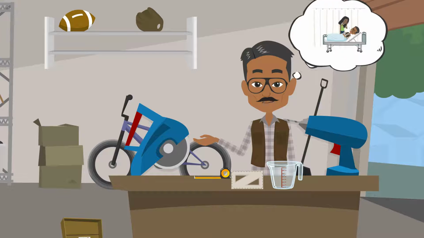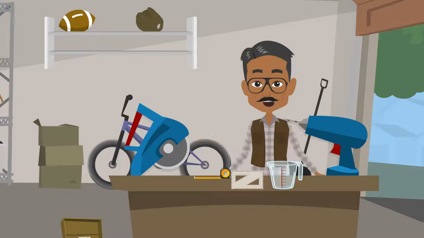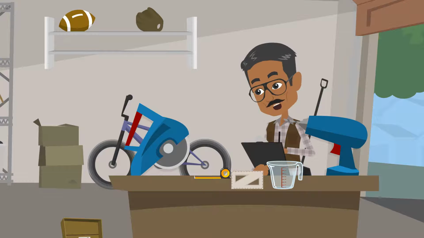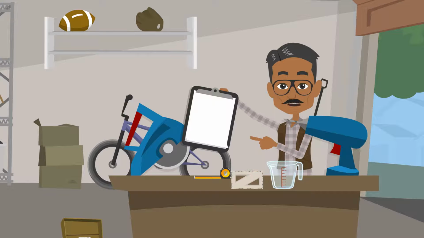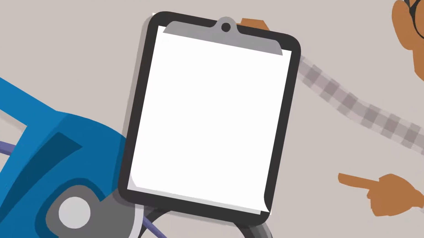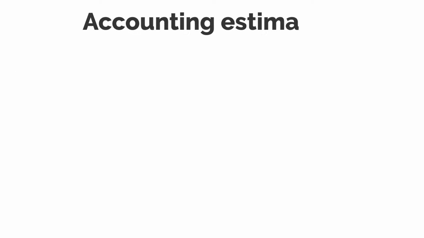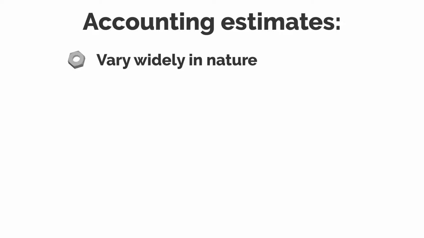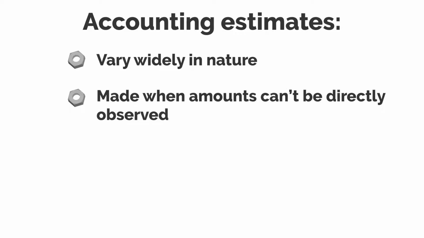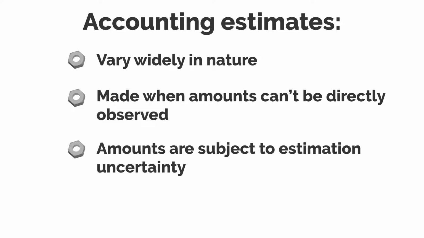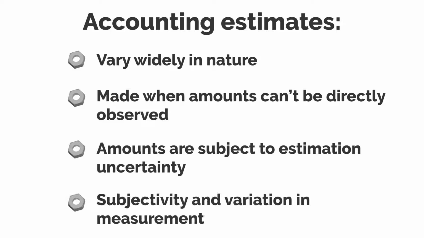We are so used to having that one tool for measuring certain things, but the funny thing about accounting estimates is that there isn't a single specific tool for measuring them. Let me explain in a little more detail. Estimates can be found throughout the financial statements. A few fun facts about estimates are that they vary widely in nature, they are made when management can't observe the amounts directly, they are subject to estimation uncertainty because of limitations in data and/or knowledge, and they have subjectivity and variation in their measurements due to inherent limitations.